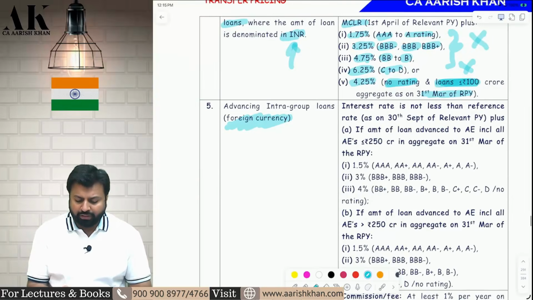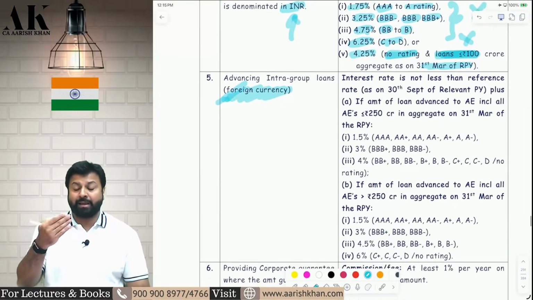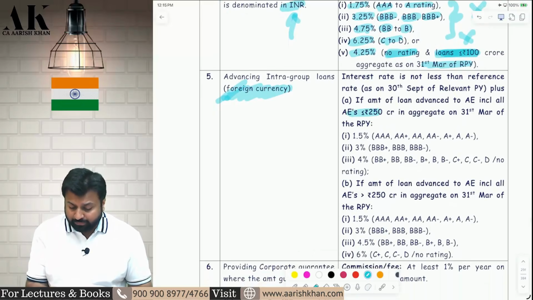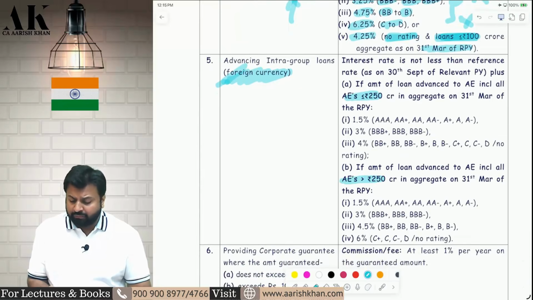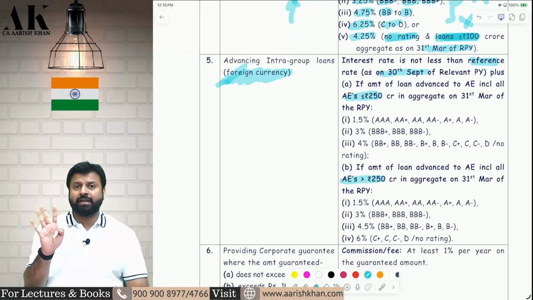What about intra-group loan in foreign currency? In this, there are 2 slabs. If the loan is up to 250 crore, then the rates are different. If the loan is above 250 crore, then the rates are different. Here you have to take the reference rate on 30th September, not MCLR. SBI's MCLR is not applicable for foreign currencies. Here you have to take the reference rate on 30th September.